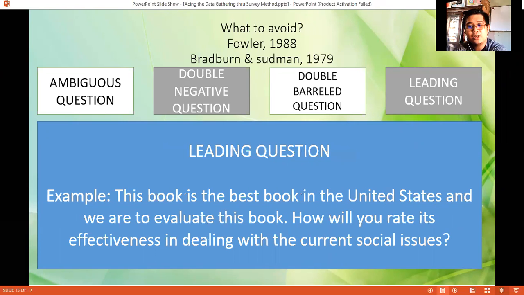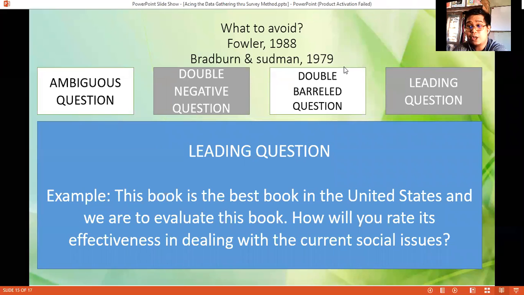And then we have the leading question. This book is the best book in the United States and we evaluate this book. How will you rate its effectiveness? Paano siya naging leading? Siyempre, kung sinabi mo na sa unang sentence mo na effective, kahit hindi pa natatry yan ng respondent, they will try to look at it as effective. So, that's how we do survey.